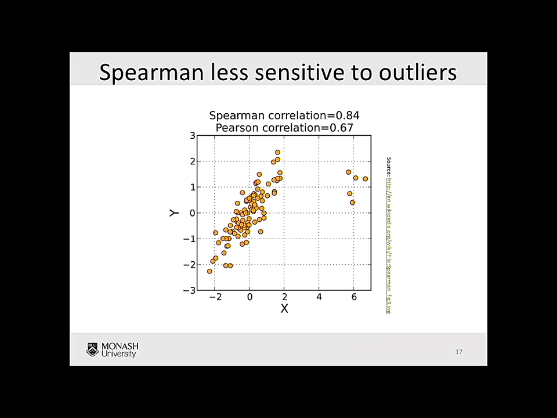If there are some outliers, Spearman's is less sensitive to these. So it can see that that's quite a strong relationship, and it can understand that those are outliers, whereas Pearson's doesn't necessarily incorporate that into its calculation.